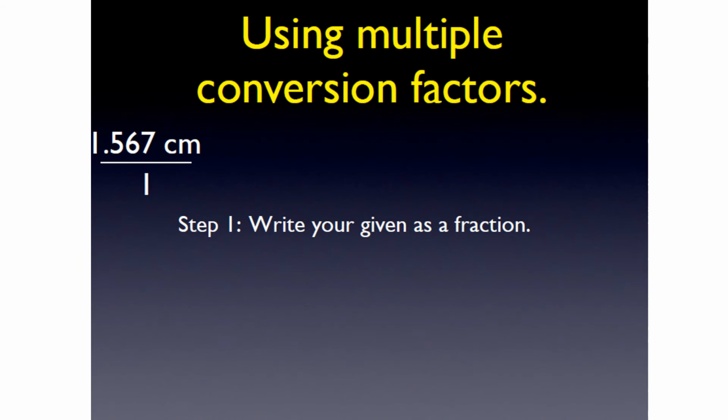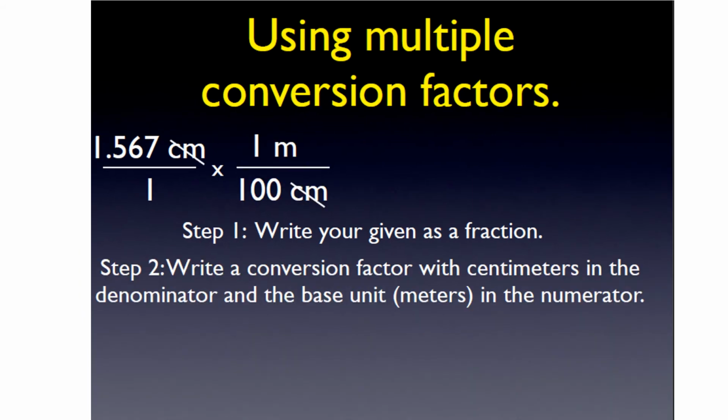So write your given as a fraction like before, 1.56 centimeters. Write your conversion factor with centimeters in the denominator, your base unit in the numerator. So 1 meter goes on top. Again, meter is bigger than a centimeter, so it gets a 1. And you are expected to know that there are 100 centimeters in a meter.